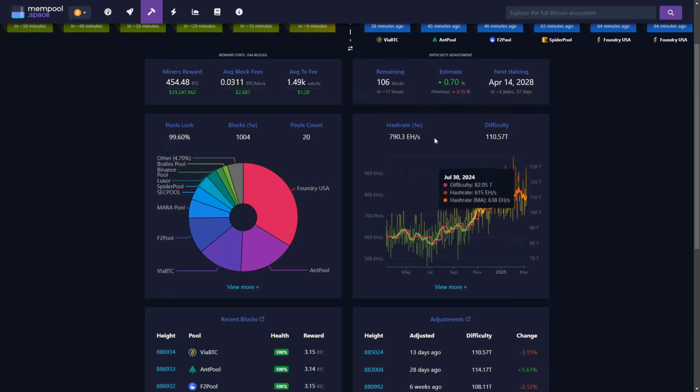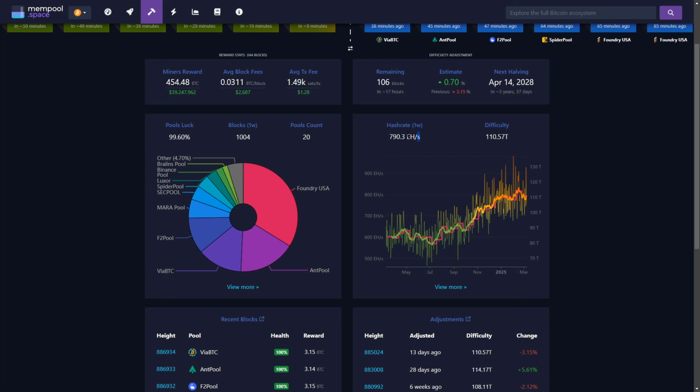And yeah, let's go over here. This is where you see the current hash rate and the difficulty. Right now, there is roughly almost 800 exahash, 790.3 exahash to be precise. And what that means is that currently all of the miners in the entire world are guessing 790 quadrillion times every second.